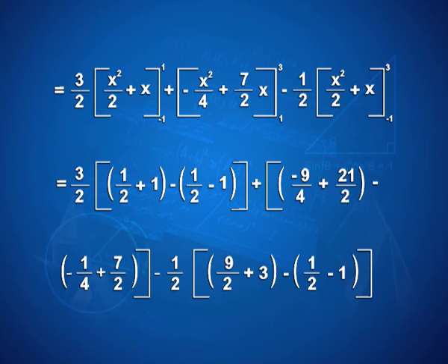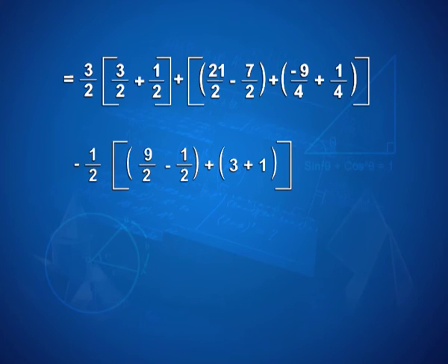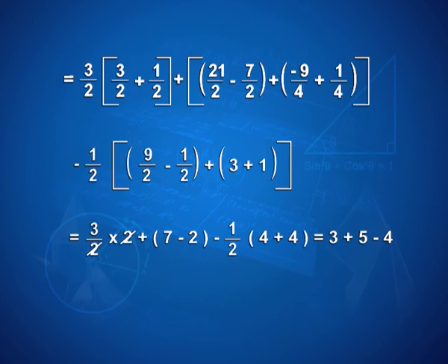That is equal to 3 upon 2 into 3 upon 2 plus 1 upon 2 plus 21 upon 2 minus 7 upon 2 plus minus 9 upon 4 plus 1 upon 4 minus 1 by 2 into 9 by 2 minus 1 by 2 plus 3 plus 1. On solving, we have 3 upon 2 into 2 plus 7 minus 2 minus 1 upon 2 into 4 plus 4, that gives 3 plus 5 minus 4. Therefore, the required area is 4 square units.